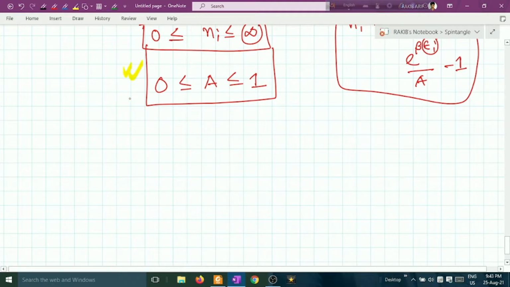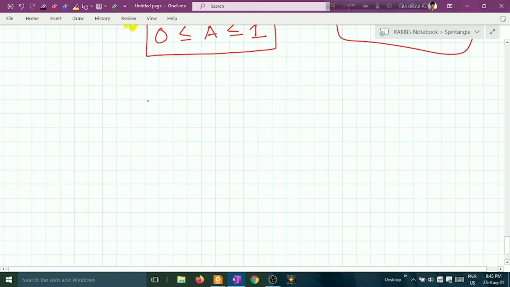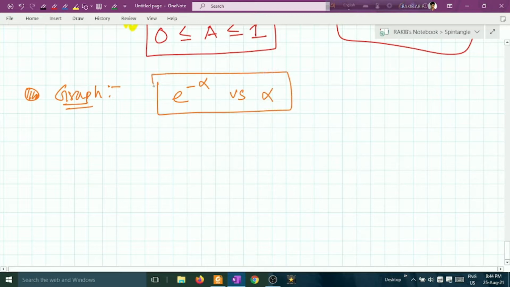I am now plotting the a versus alpha graph. I am drawing a graph of e to the power minus alpha versus alpha.